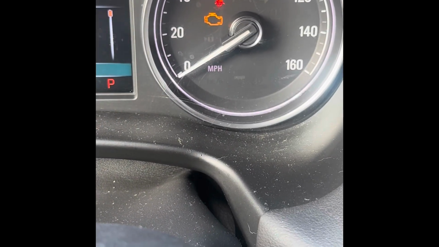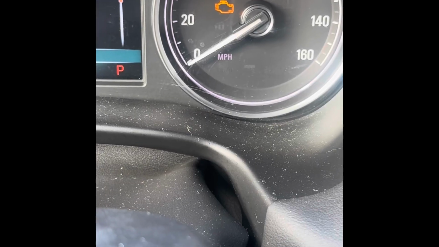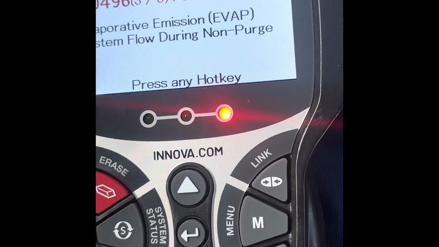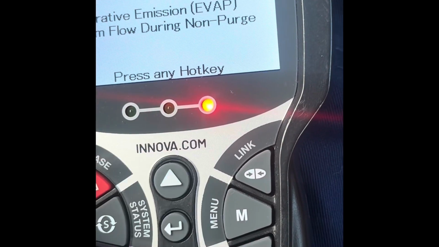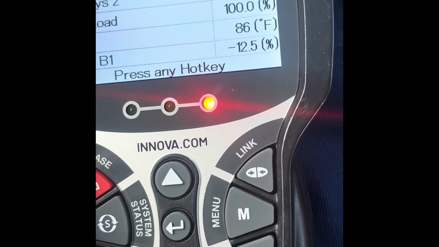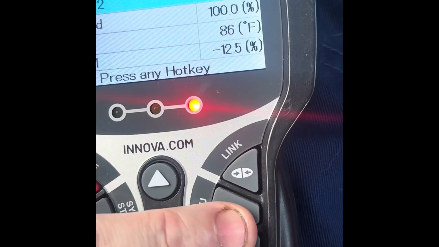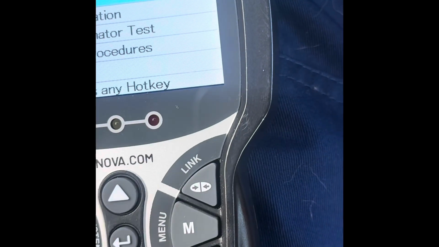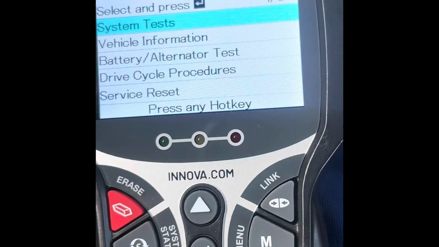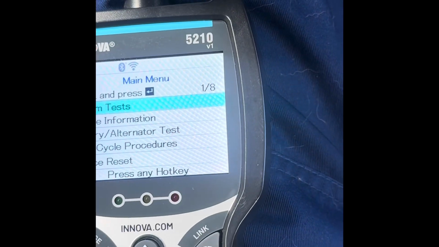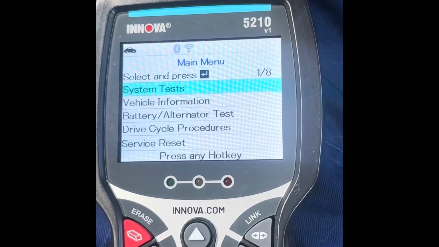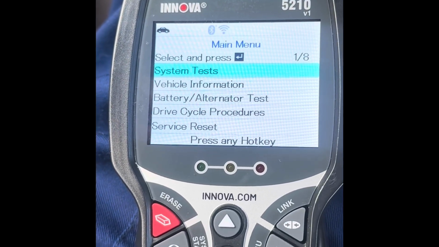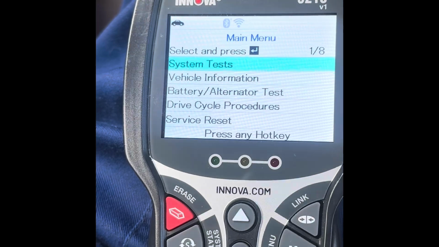It's that light, and that's it, but it's one code that pops up. So we know what this is. It's an EVAP system flow non-purge. Something's wrong with that. What that really means is that a component part off of the EVAP canister on the engine off the car has failed, or something's wrong with it.